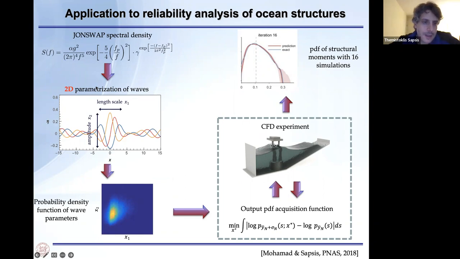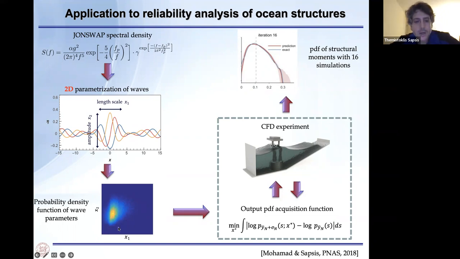We want to make this a finite dimensional problem. So we are parameterizing these random waves in a particular way. We essentially represent them as wave groups of a random length scale x1 and random amplitude x2. In fact, you can take this JONSWAP spectral density and transform it into a probability density function for these random parameters for the wave group, x1 and x2, right?